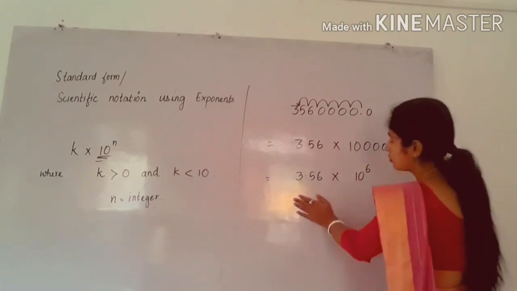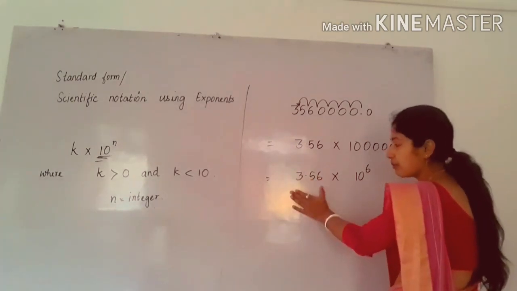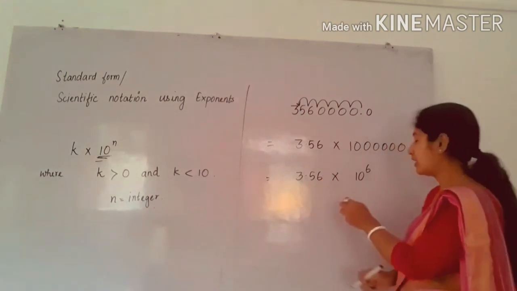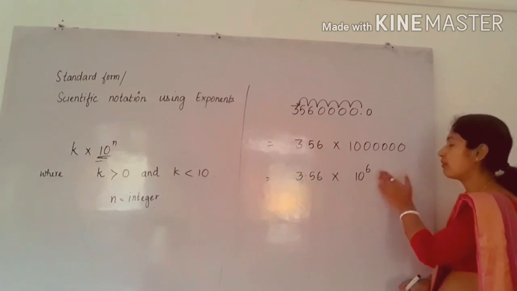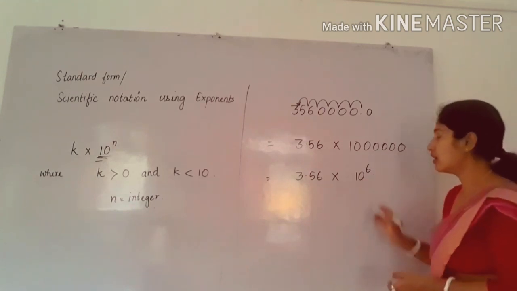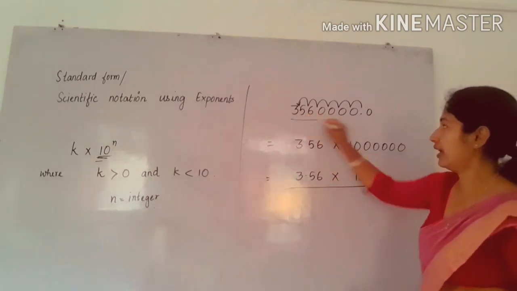Now again you have to check this. How to check? You have to see that the first number, 3.56, comes between 0 and 10. Next, you have to check the power of 10. The power of 10 is 6, which is an integer. So this is the standard form of writing this large number.